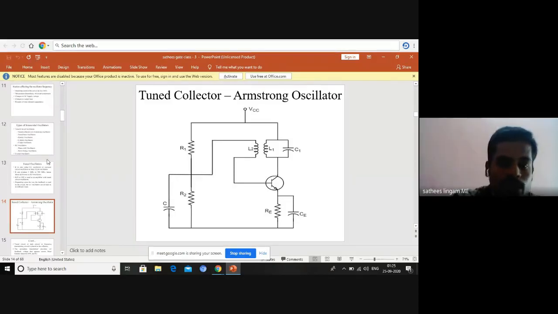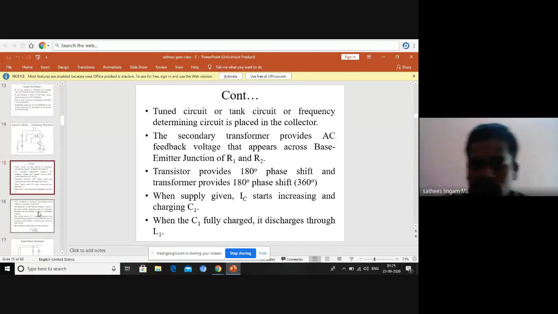See here, the tuned circuit or tank circuit. The secondary of the transformer provides AC feedback, that is the feedback voltage that appears across the base-emitter junction. I have explained this: a 180-degree phase shift is provided by the transistor, another 180-degree phase shift is provided by the transformer, totally 360 degrees, which is equal to 0 degrees.